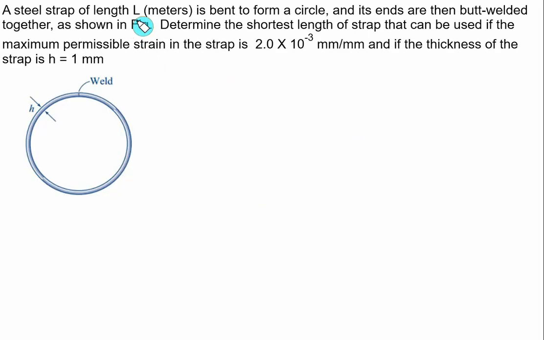A steel strap of length L meter is bent to form a circle as shown in the figure, and its ends are butt welded together. So this total length will be equal to the circumference, and the circumference is equal to 2 pi multiplied by radius r. We assume here the thickness is very small because it is given as 1 mm. Let's say rho represents the radius of curvature. In that case, length L will be equal to the circumference, so length L is equal to 2 pi multiplied by the radius of curvature.